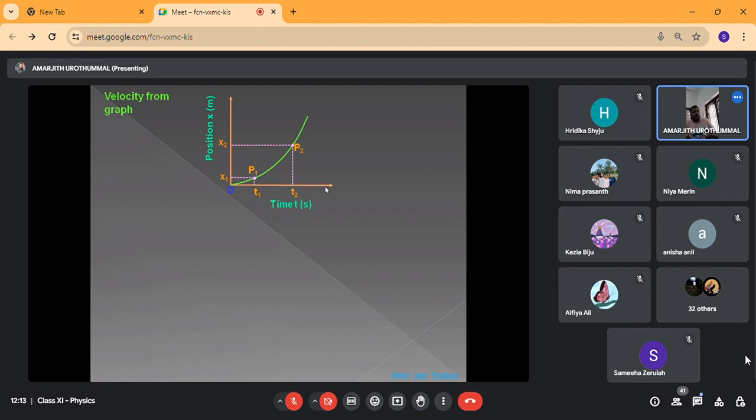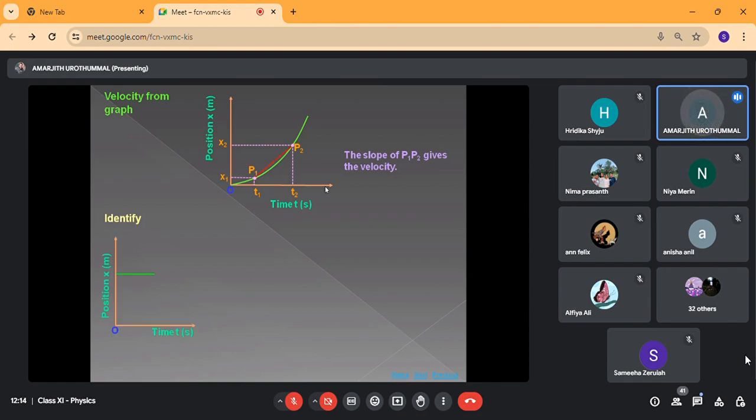x2 minus x1 divided by t2 minus t1. Correct. Good. So there is something called the slope of the graph. This straight line distance in red is the displacement there. So here if we find the slope of this graph, that will represent the velocity. Slope means a change in y coordinate divided by change in x coordinate. So here it will be x2 minus x1 divided by t2 minus t1.